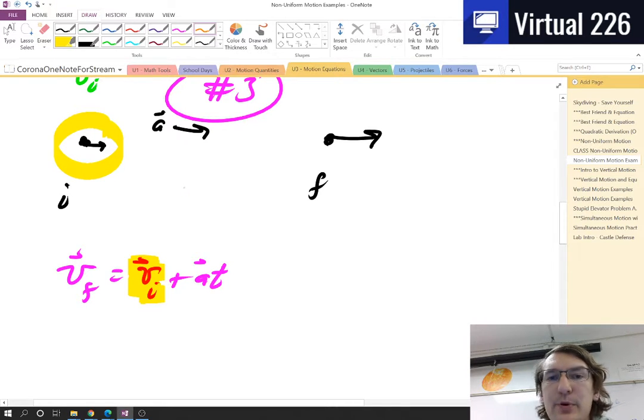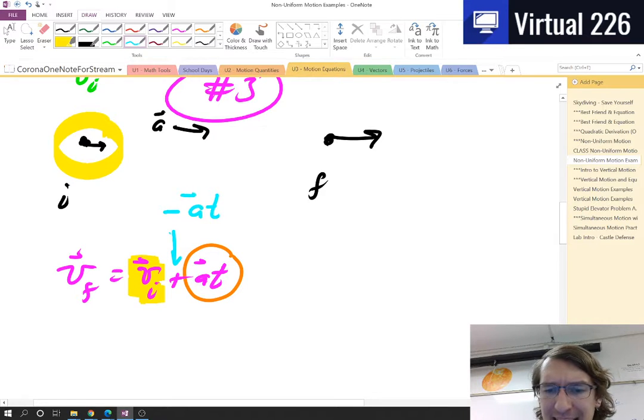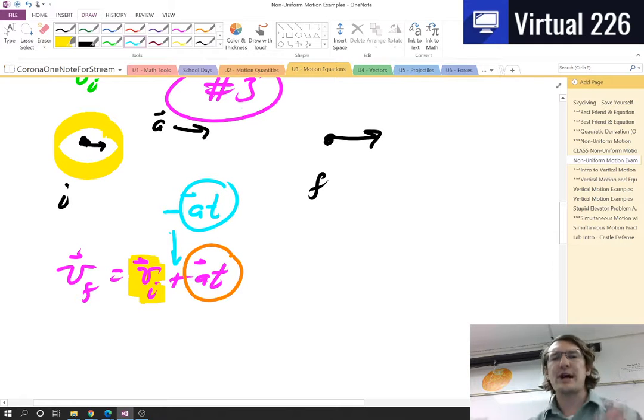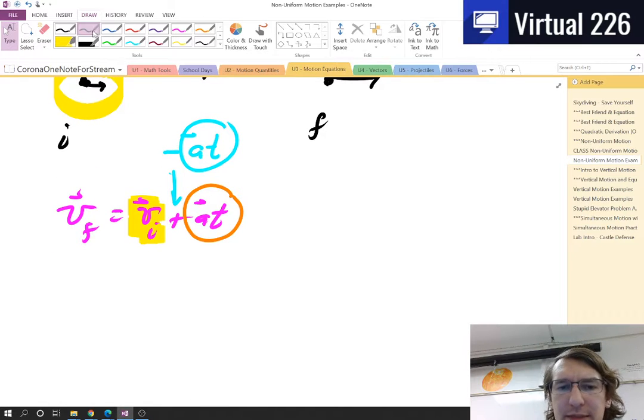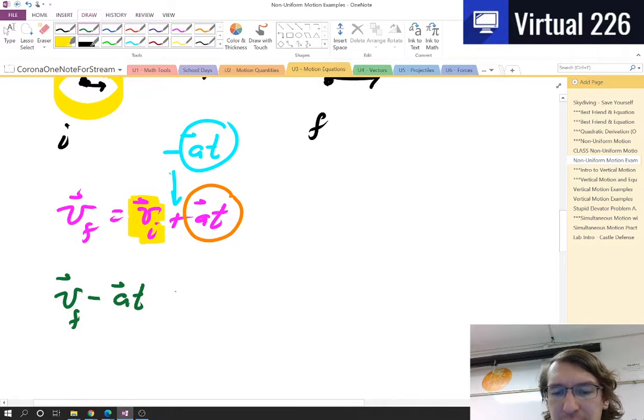If I'm doing algebra first, what I have to recognize is that A and T are bound together through multiplication, and when I need to subtract them over to the other side, I'm actually subtracting the multiplication of those two terms together. So whenever I rewrite this, it's going to be VF minus the combination of A and T, AT, those stay together, equals the initial velocity. Okay, so that's the equation that I want, and now I can put in some values here.